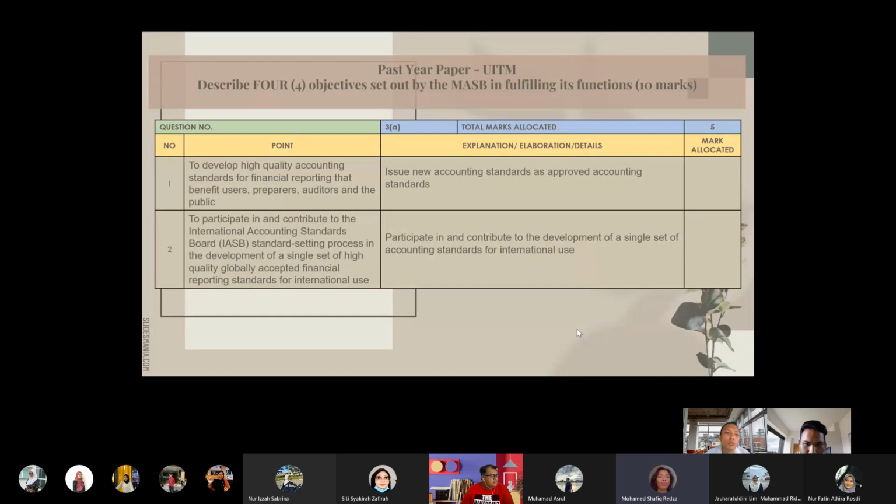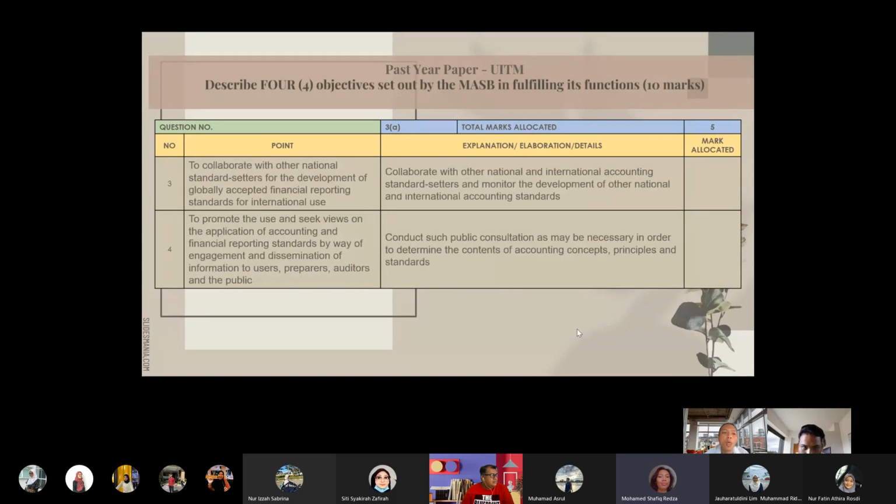So the second point is to participate in and contribute to the International Accounting Standards Board, which is IASB, standard setting process in the development of a single set of high quality standards globally accepted for international use. So the explanation is to participate in and contribute to the development of a single set of accounting standards for international use.